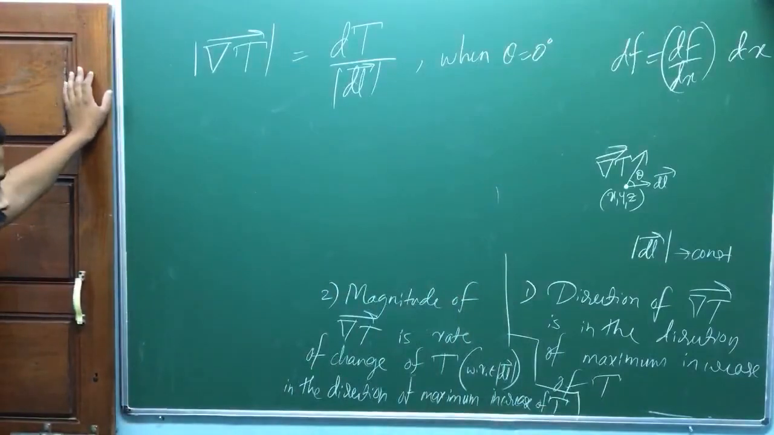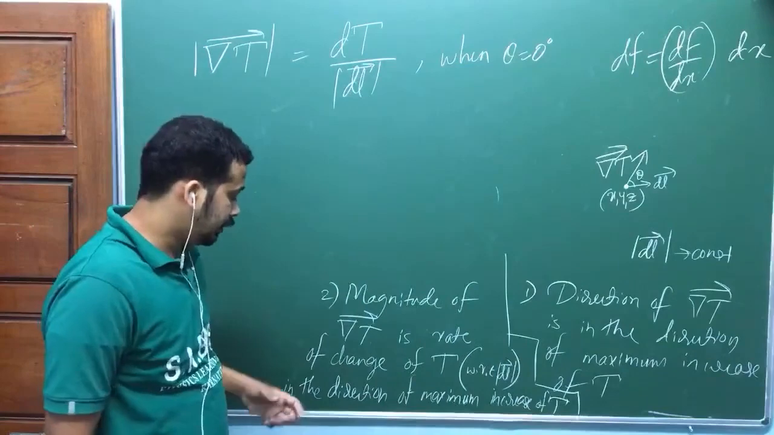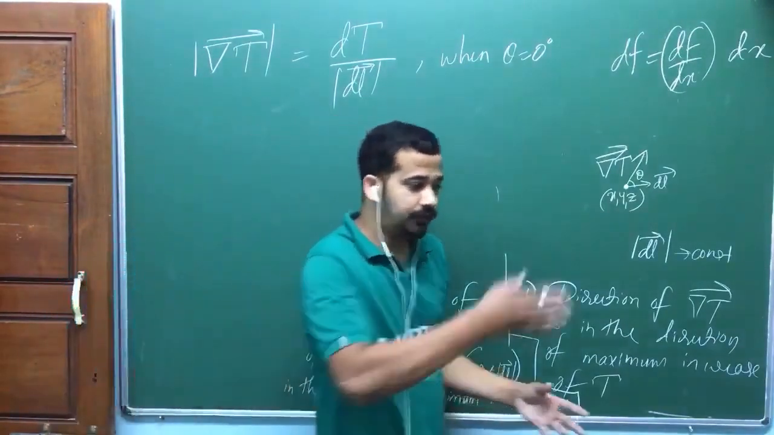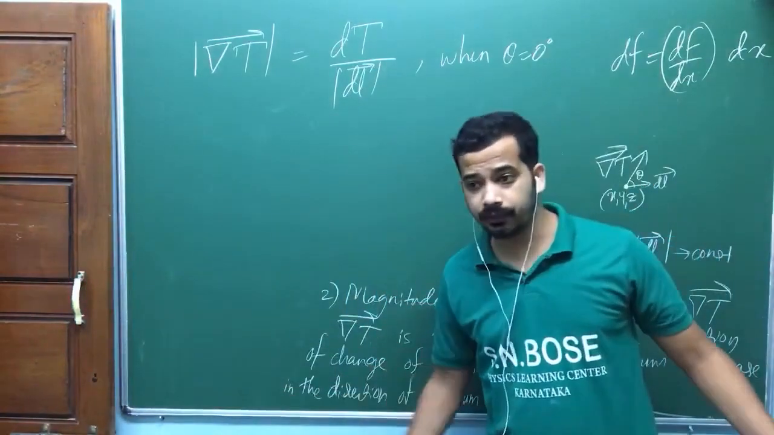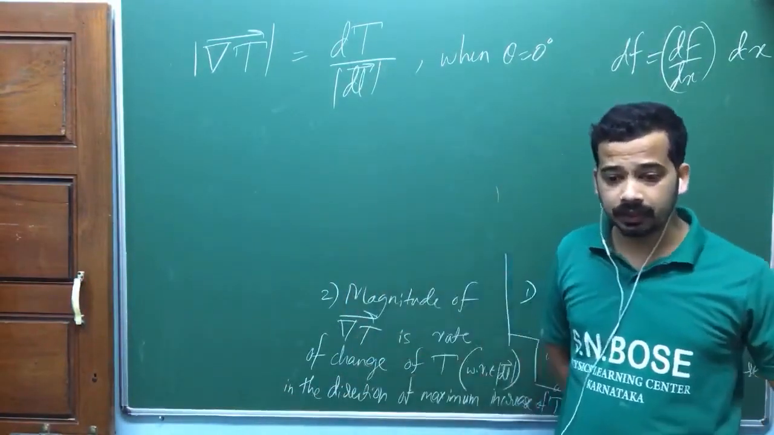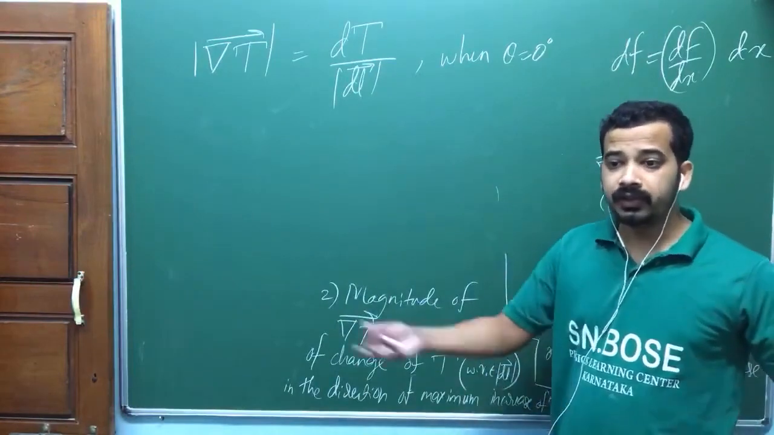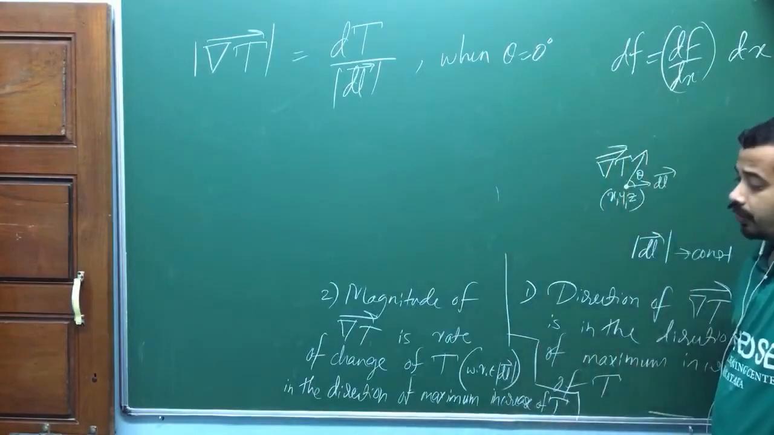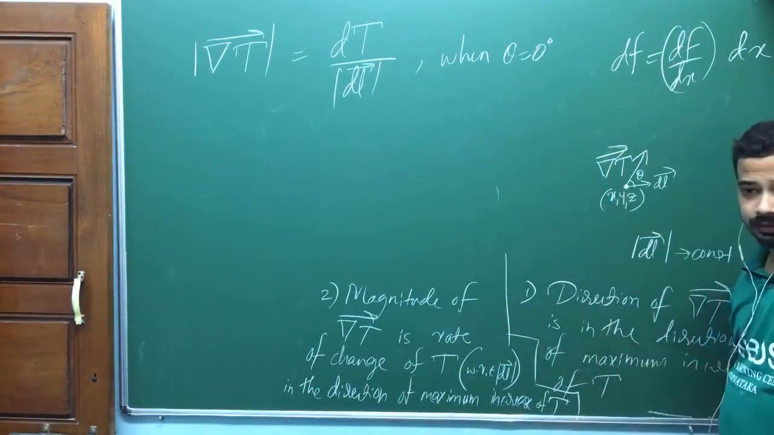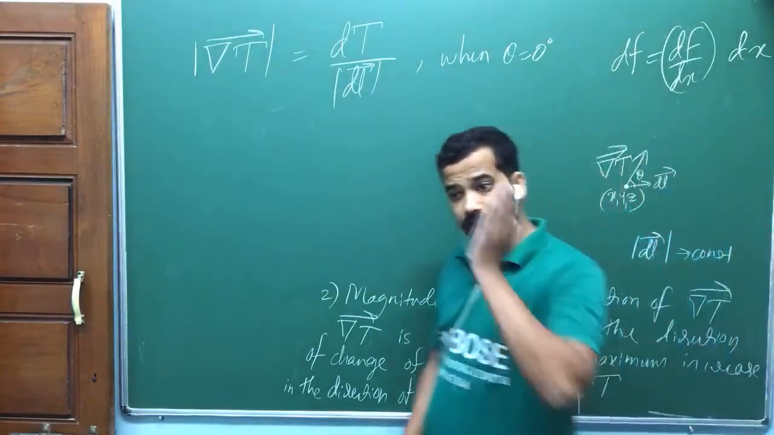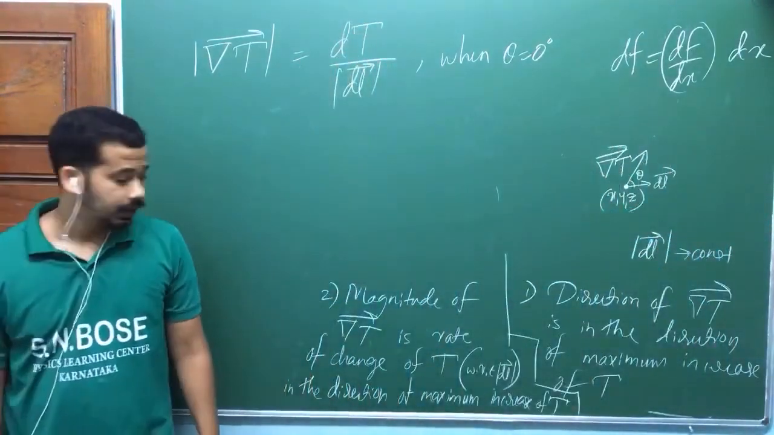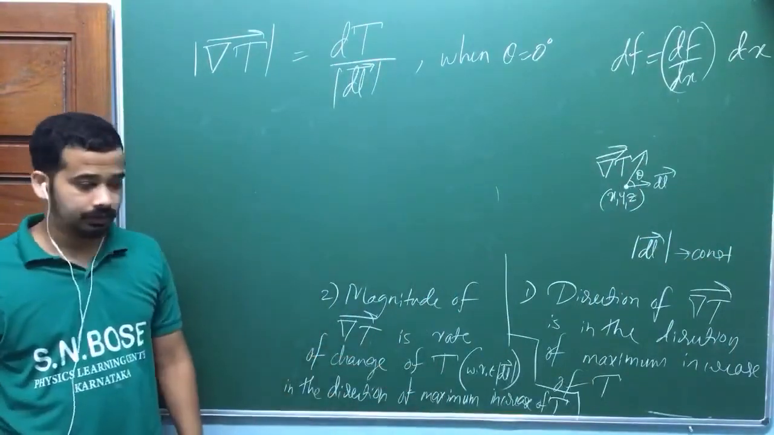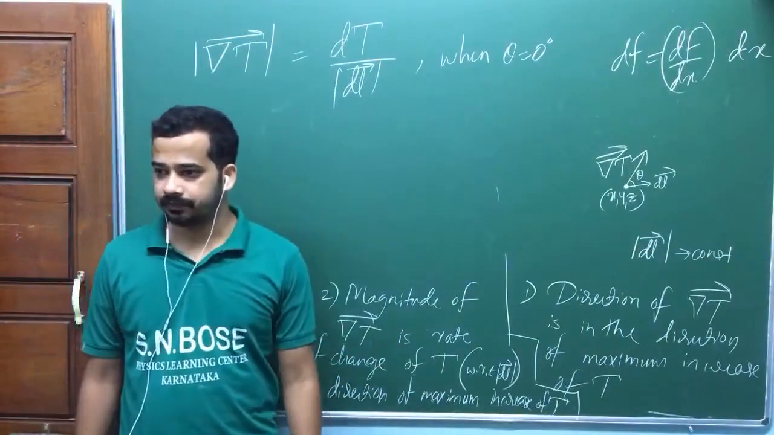Wait a second, let me complete my statement. Magnitude of gradient is a rate of change of T. I told you there are different directions that you can move, and in a different direction you may have a different rate of change, am I right? I have started with the argument that we may need infinitely many derivatives. Now, that rate of change depends on the direction that you have displaced. This is rate of change of T in the direction of maximum increase of T, okay?